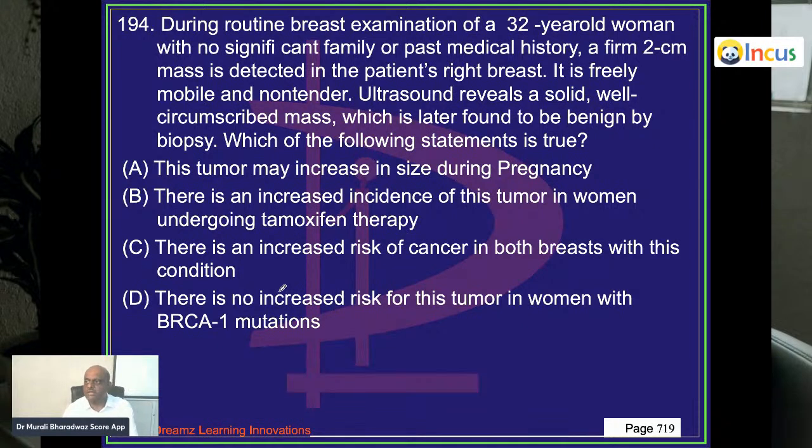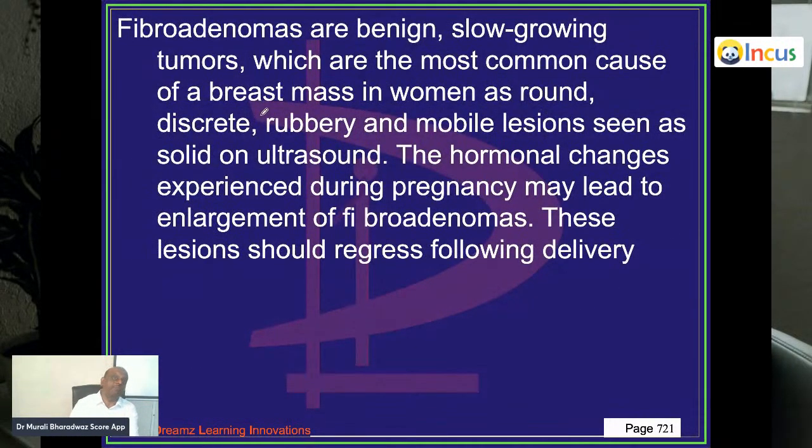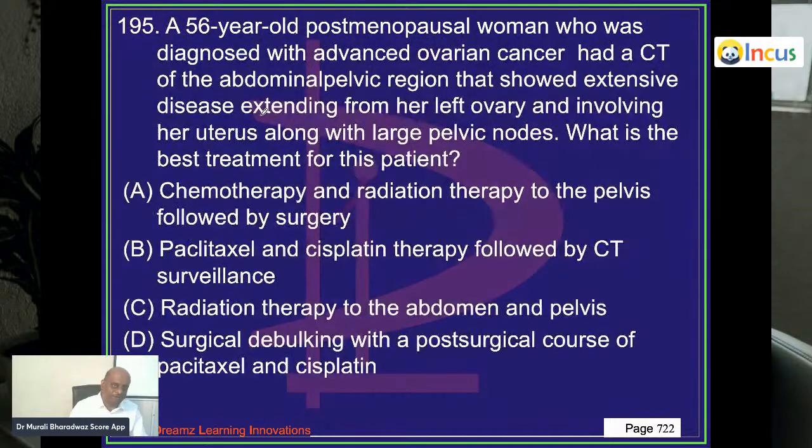Breast examination of a 32-year-old: firm 2 centimeter mass in the right breast. It is mobile and non-tender. Solid, well circumscribed mass, found to be benign. So, what is the story? This is a fibroadenoma, classically. Fibroadenomas are slow growing, the most common mass in the breast tissue. Hormonally dependent: if pregnancy is there, high estrogen is there, fibroadenoma also will grow in size in pregnancy.